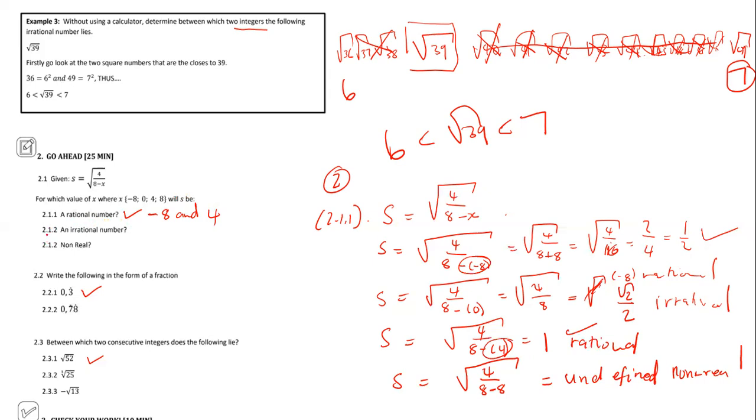And therefore you'll answer 2.1.2 and 2.1.3. You answer these two. This is supposed to be 3 here. You'll answer these two questions over there. Okay, let me ask you: what will be the answer for 2.1.2?